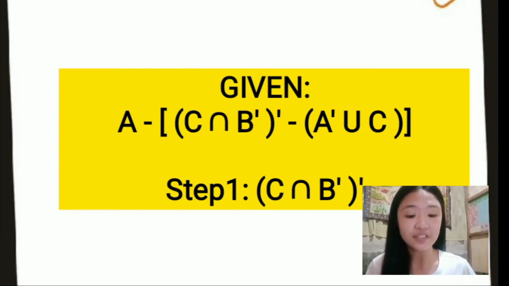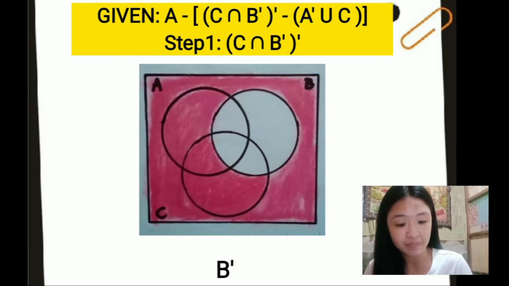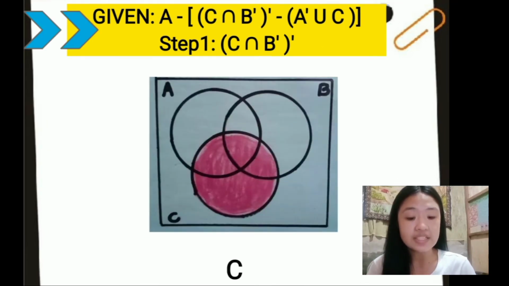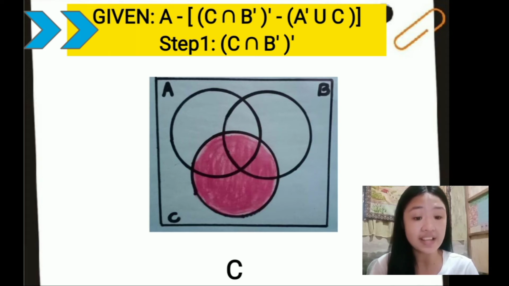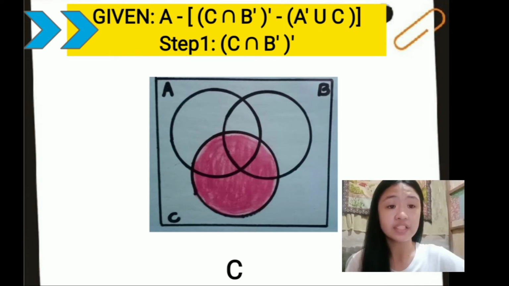Okay, so let's start first with step 1, which is the complement of the intersection of C and B prime. To do this, let's first create a shaded Venn diagram for each described set in the problem. I create a Venn diagram for set C and another for B prime. Let's start with C. Since we are just shading for C itself, we simply shade the parts in which C is involved. Here it is now, the shading of set C in a Venn diagram.